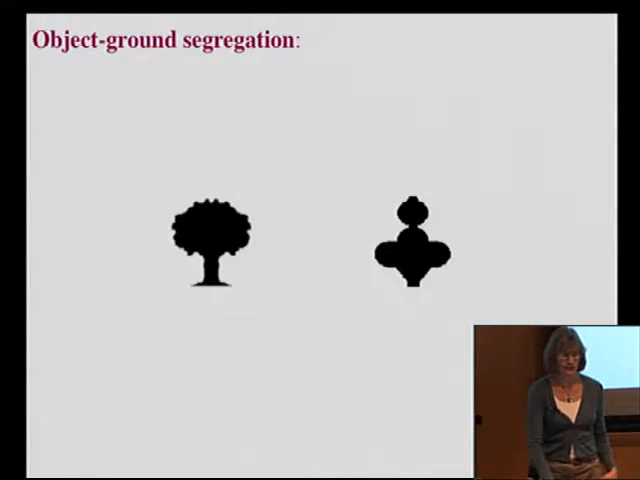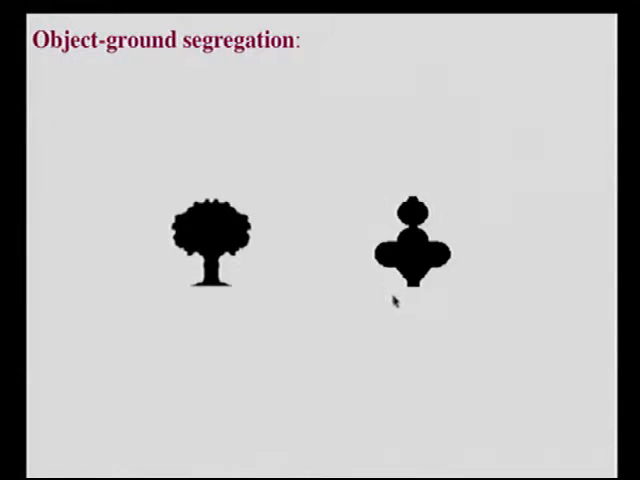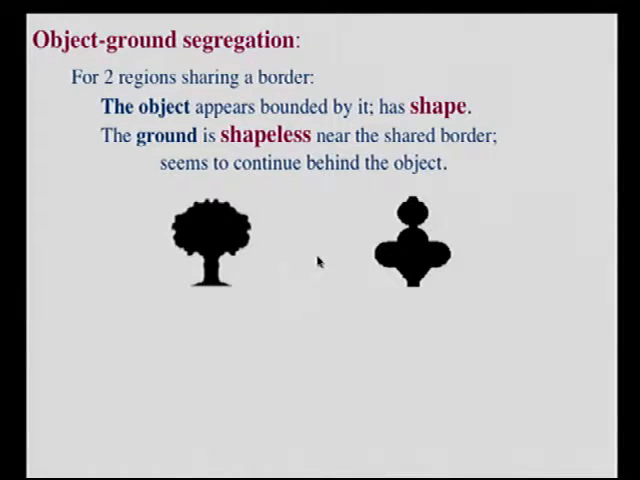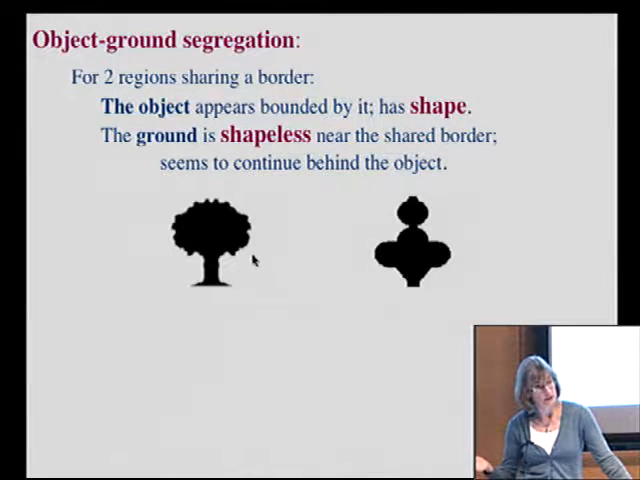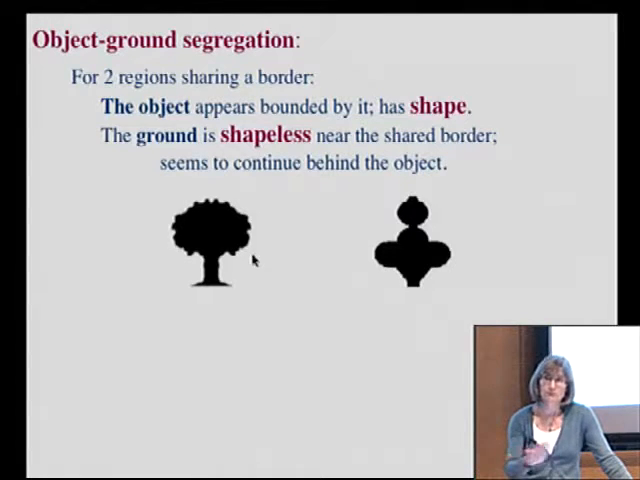So let's talk about object-ground segregation. Here in this slide you see two little black objects on a larger white ground. And I imagine everybody has seen that. Nobody has seen the white side as the figure where the white and black regions share a border. But whenever two regions in the visual field share a border, as each of these black regions do with the white regions adjacent to them, the border appears to belong to only one of those regions, and that is the region that appears to have shape. It appears to be the object.